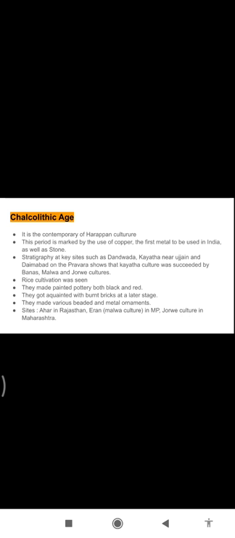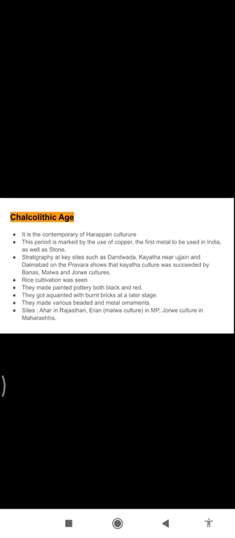Next, we will discuss the important sites. Ahar in Rajasthan, Eran in Madhya Pradesh, and Jorwe culture was prevalent in Maharashtra. Ahar culture, also known as the Banas culture, is contemporary with the mature Harappan culture. The original name was Tambavati. Sites were Ahar, Gilund, etc. Stone built houses were found, and black and red pottery was found.